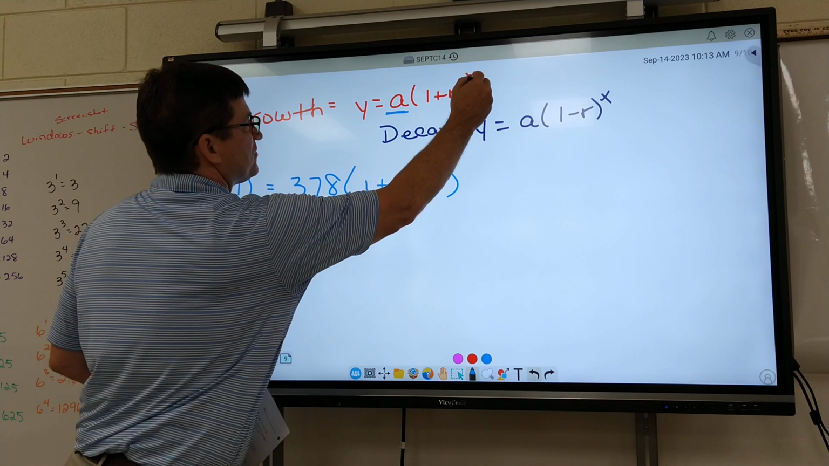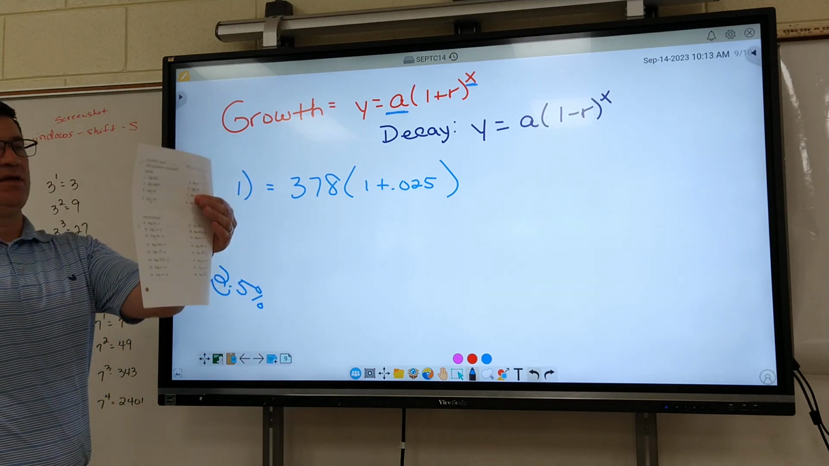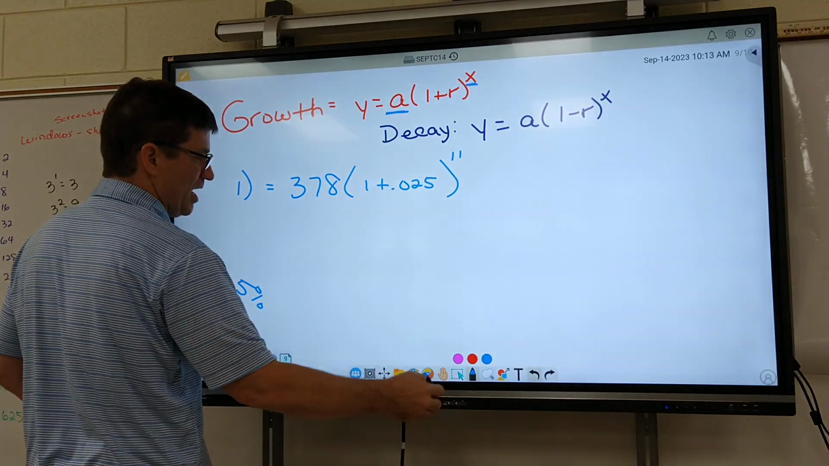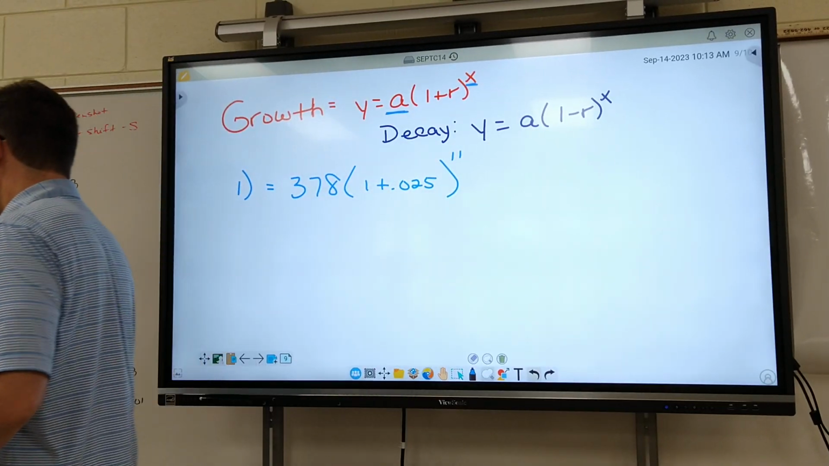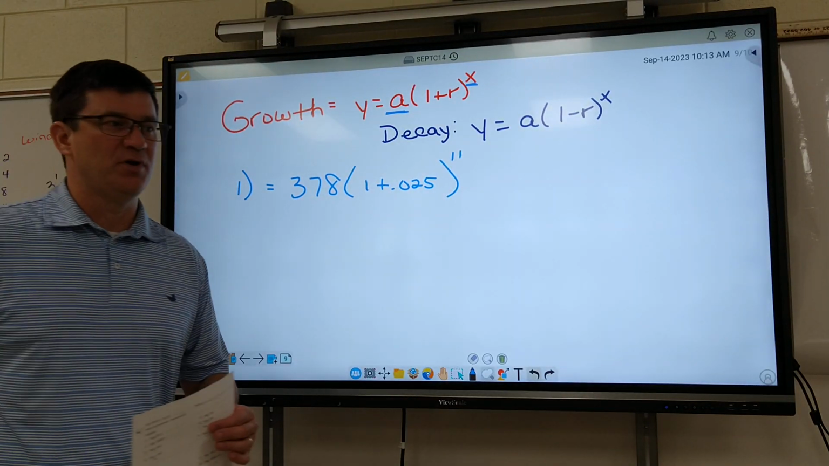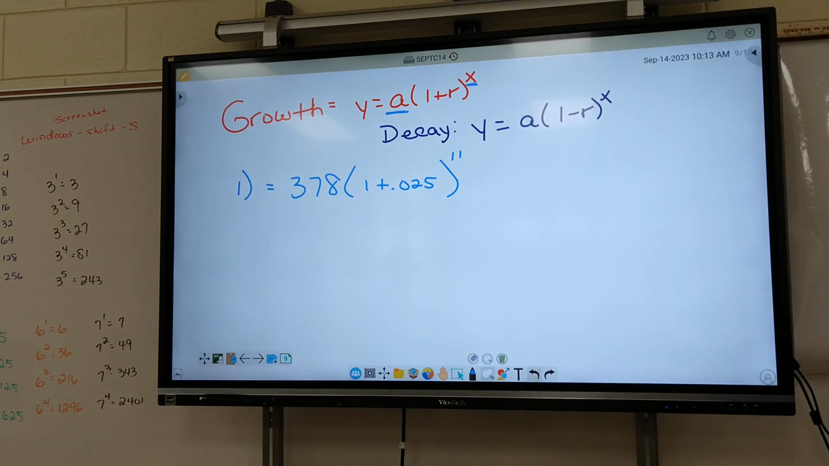Last, the X stands for number of years. That would be 11. All you have to do is type that in the calculator, and that is your answer. These are really easy. 1, 2, and 3 you should never miss. 4, 5, and 6 we always have some people miss those. 378.